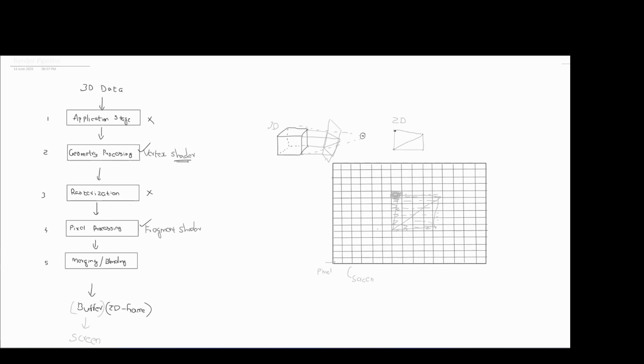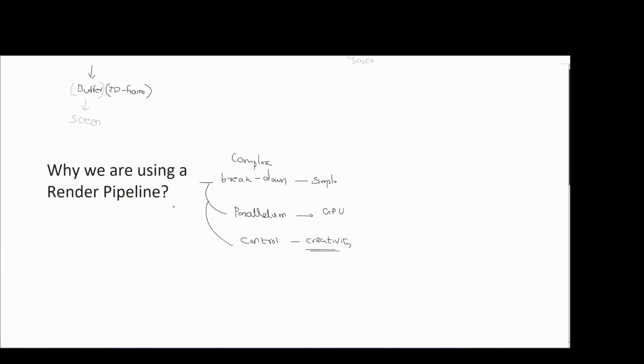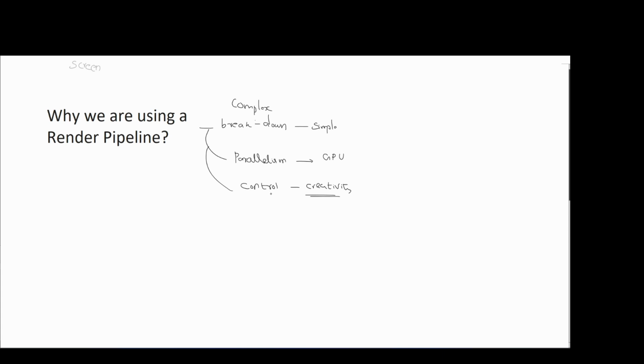So shaders mainly come in these two stages, the geometry processing stage and the pixel processing stage. So the render pipeline provides the way for shader programming. If there is no render pipeline, there is no shader programming. Okay, the power of the shader comes in this particular aspect.